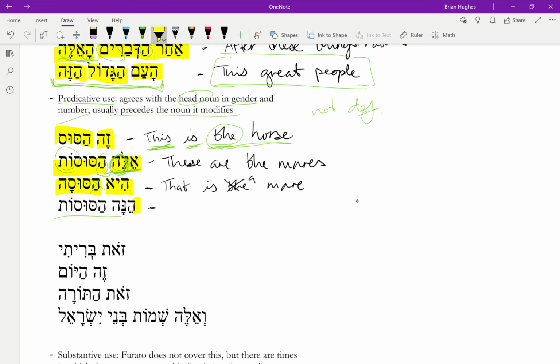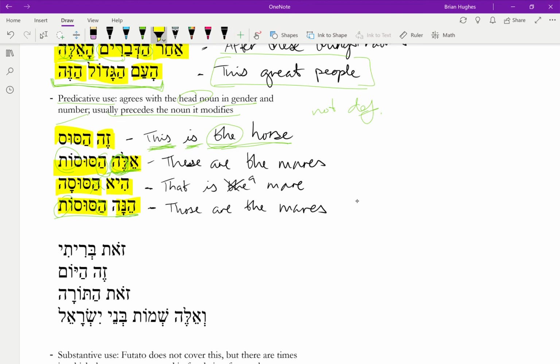And then here we get hena hasusot. Again, this is a feminine plural. It's definite. This is a feminine plural, far demonstrative, that is not definite because it's being used predicatively. And so we get those are the mares.